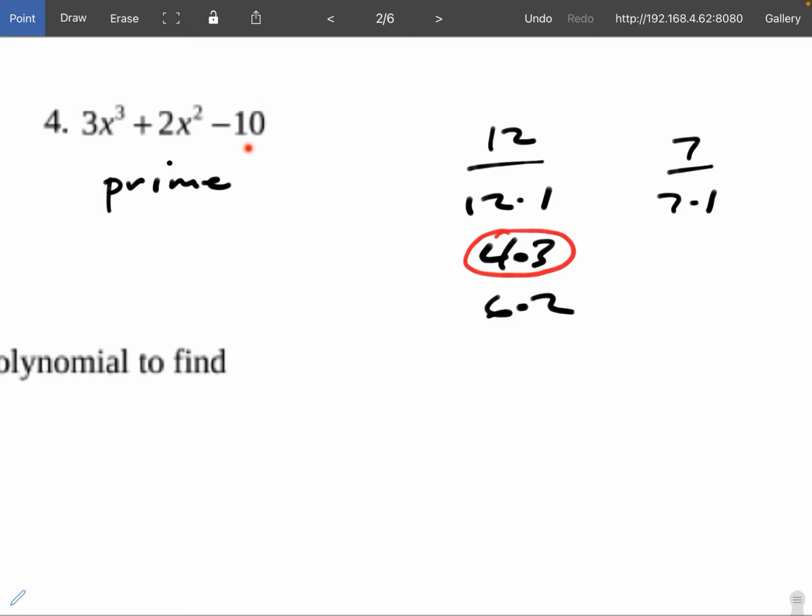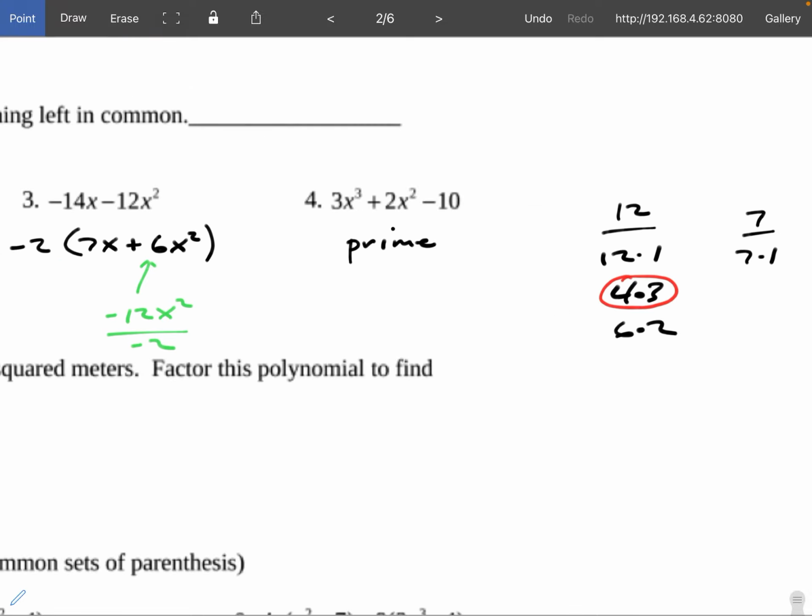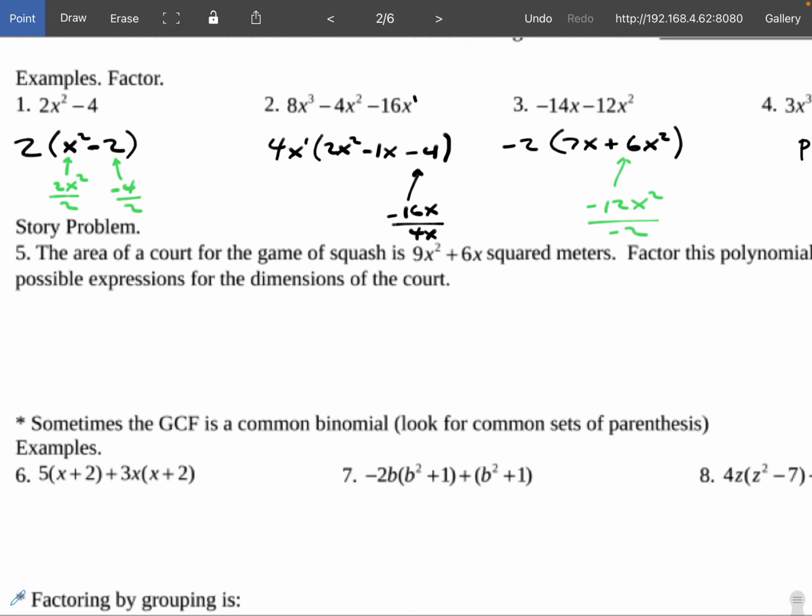So if the only way to write that number is 1 times itself, it's prime. And that's the same idea here. The only thing you can do with this thing is write it as 1 times itself, because the greatest common factor for those 3 terms is 1. So that means it's just prime. So you can't write it as the product of 2 factors other than 1 times itself.